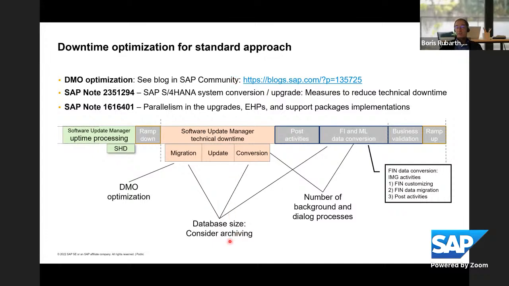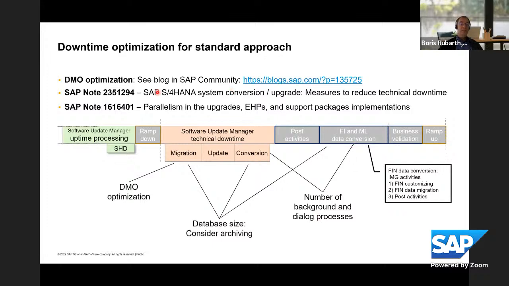Then database size was already mentioned. You should consider using archiving. So you can archive parts of your source system and put them into an archive. You can still use this archive once you have converted your system to SAP S/4HANA. So S/4HANA can access those archives. That's no issue. And the last point here on the slide is the number of background and dialog processes for the data conversion of Software Update Manager, but also for the FIN and Material Ledger data conversion.